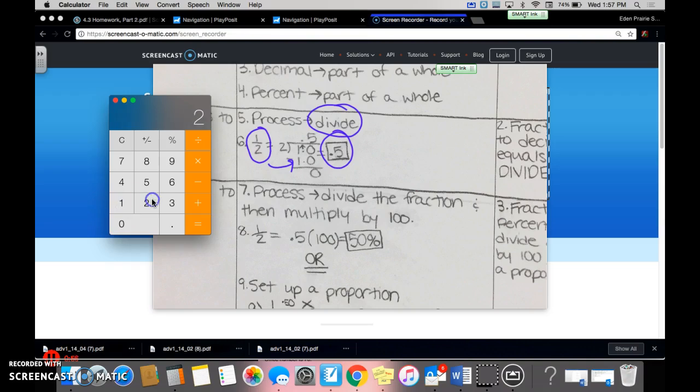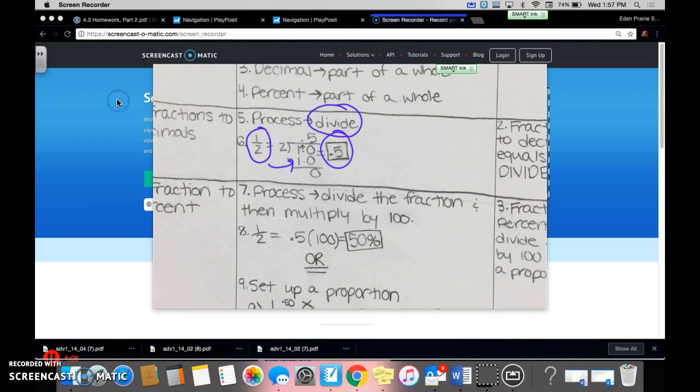1 divided by 2 equals? 0.5. But we actually don't say 0.5, we say 5/10. And we know why in a second here. We'll know why, or we already know why, but we'll talk about it in a second. Okay, moving down to the second one.